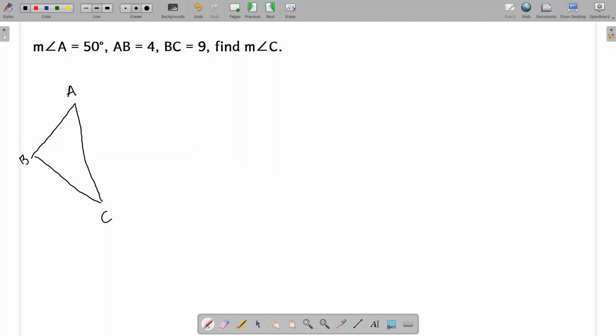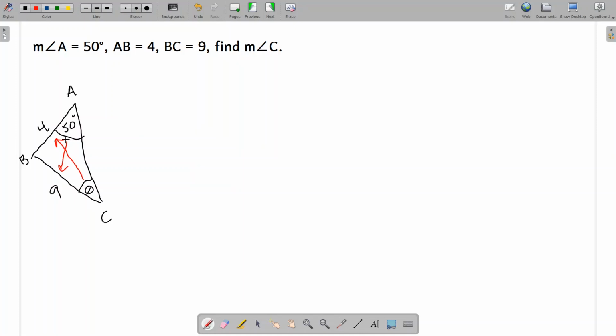We know that angle A is 50 degrees. Side AB is 4. Side BC is 9. And we're looking for angle C, which I'm going to mark as theta. So let's see what we have here. We have an angle of 50 degrees with a side opposite, and we have angle theta that we're looking for with an opposite side length given. So this is perfect for the law of sines.